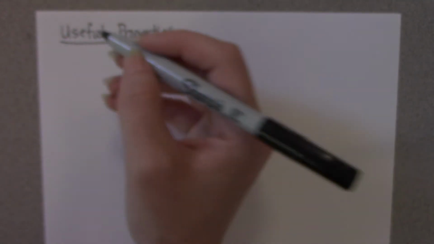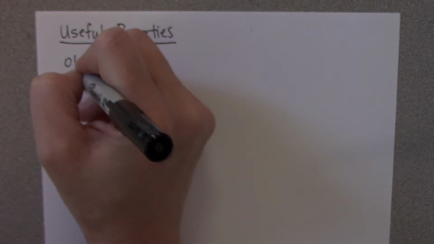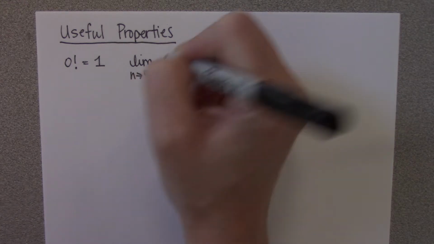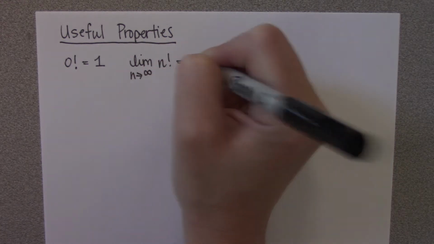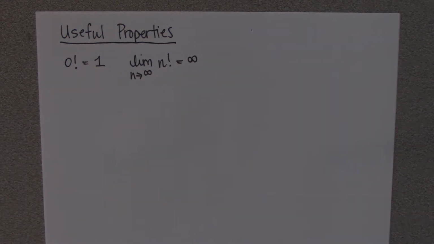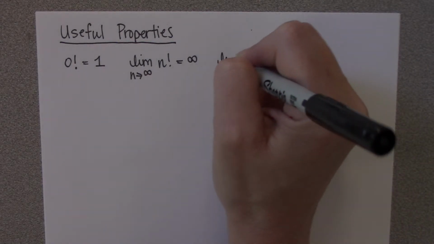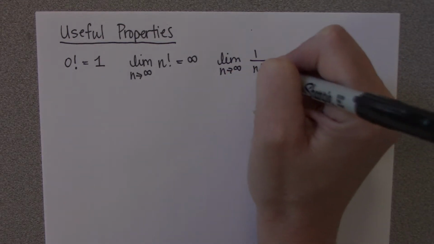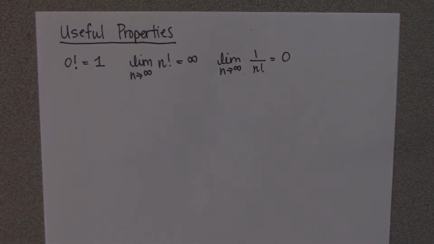All right. So we already talked about 0 factorial is 1. Hopefully it's kind of intuitive, right? That the limit as n goes to infinity of n factorial is infinity. And similarly, the limit of 1 over n factorial should go to 0, because that's just 1 over infinity.